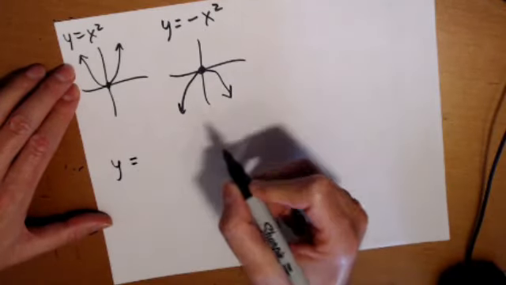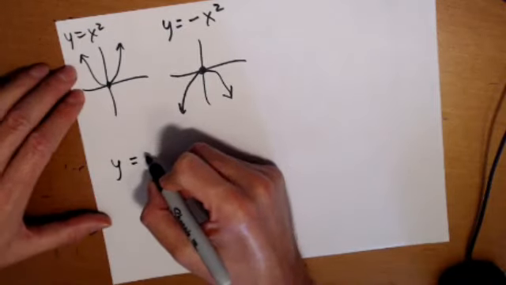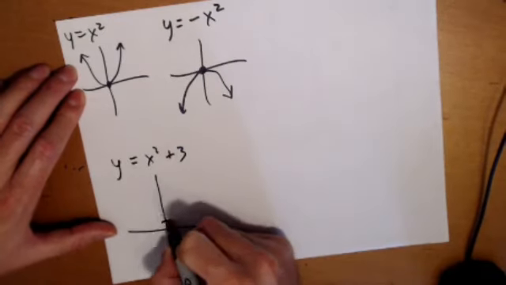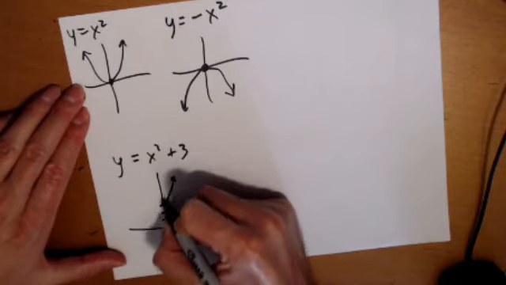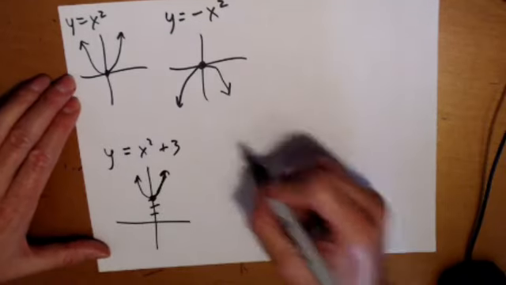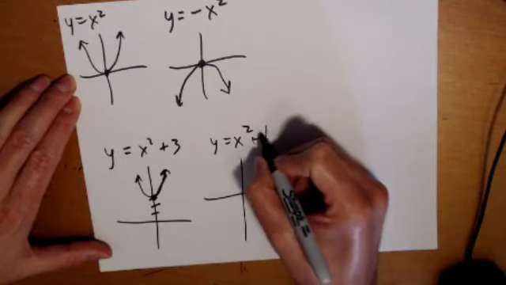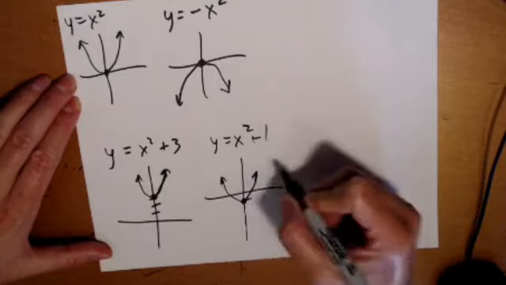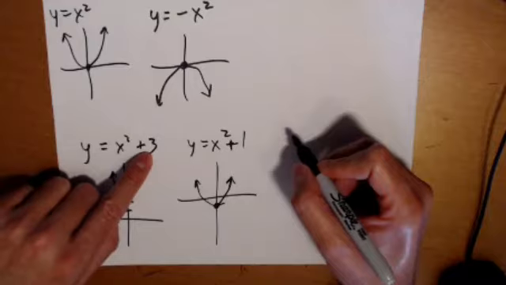Let's go back to this guy and move it up and down. Y equals x squared plus 3. Up 1, 2, 3. It's moving everything up 3. Put a dot for the vertex and draw your parabola. Better than I drew it. Okay, so y equals x squared minus 1. It's going to drop it by 1, so go down 1. Put a dot for the vertex and then draw a parabola. So the little plus thing moves it up and down.